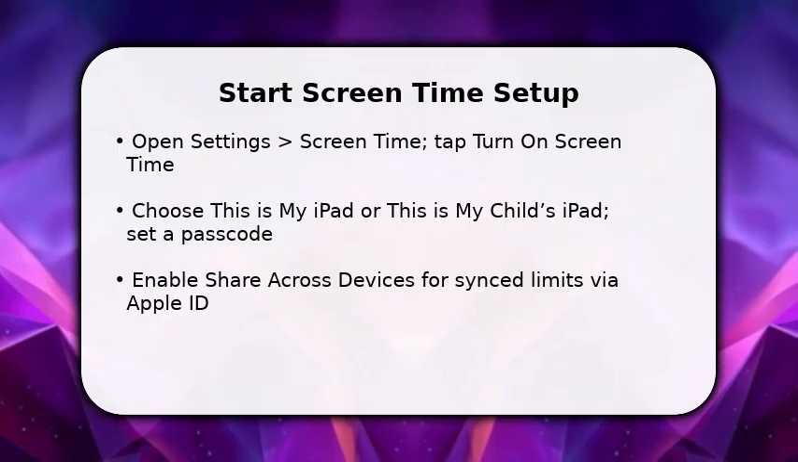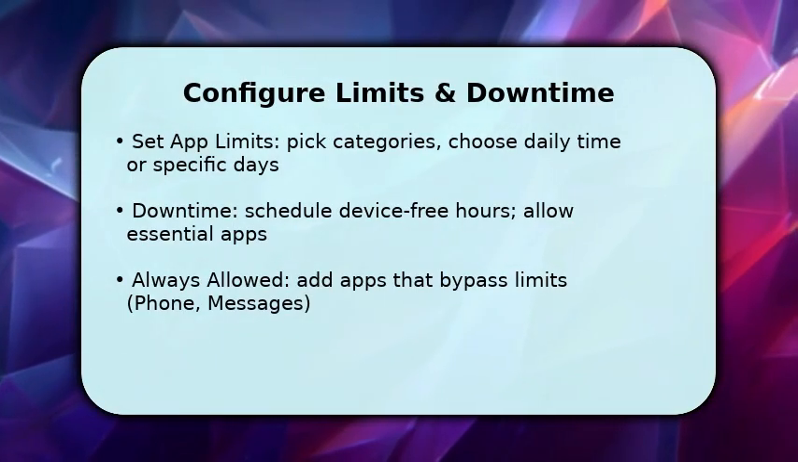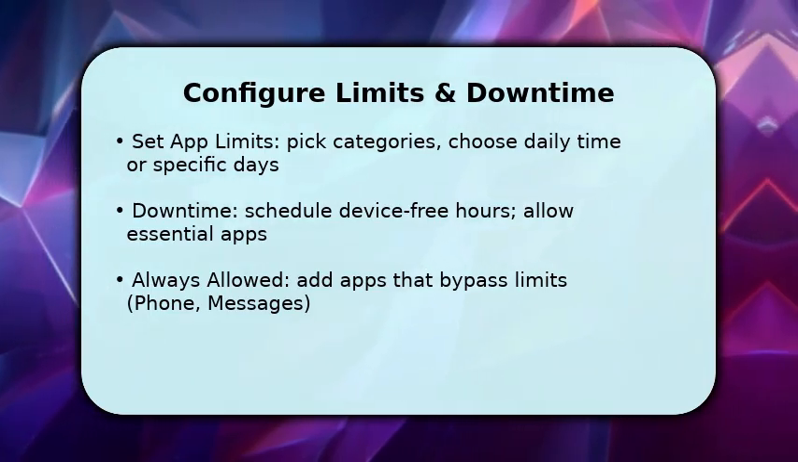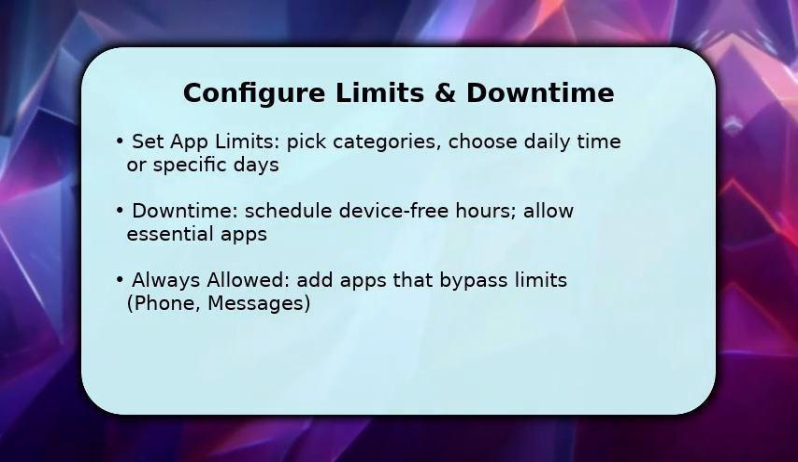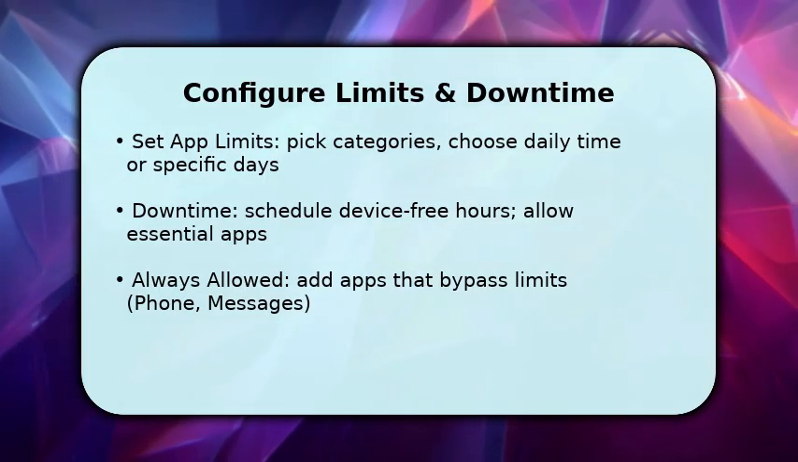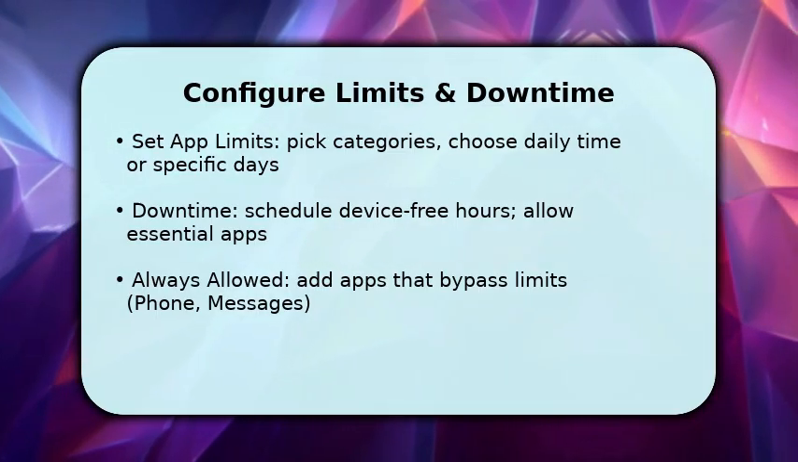Now configure app limits and downtime. Tap App Limits, add categories or individual apps, then set daily time or custom days. This prevents overuse on specific weekdays. Next, schedule downtime for device-free hours and make sure to allow essential apps so calls and alarms still work. Use Always Allowed to exempt select apps from limits.